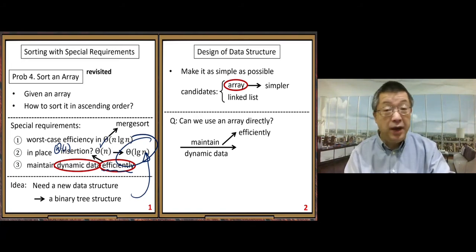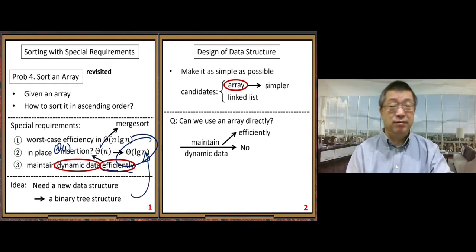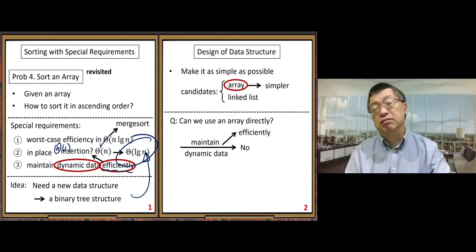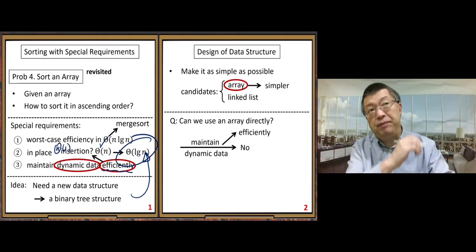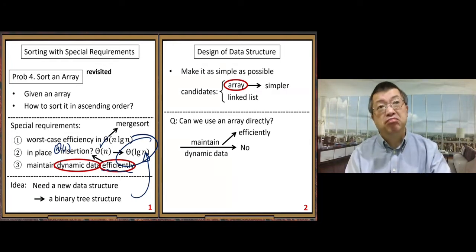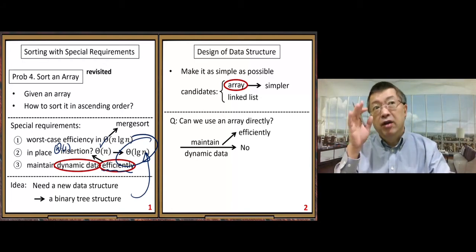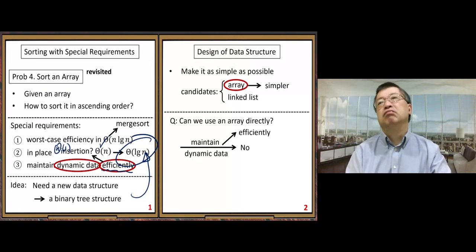Right now, we don't have any idea on it. We cannot. So the answer is no, we cannot insert newly coming data into an ordered array in big theta of log n efficiency. We cannot do that, based on our current knowledge.